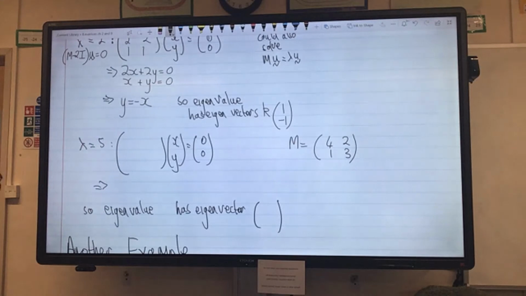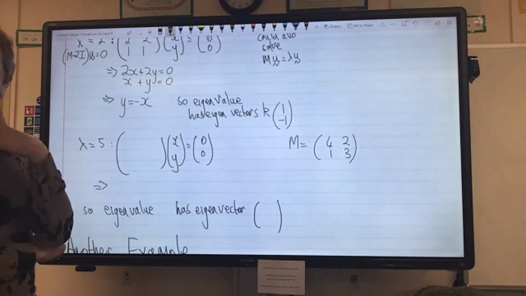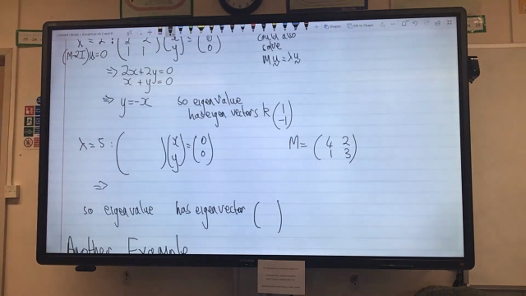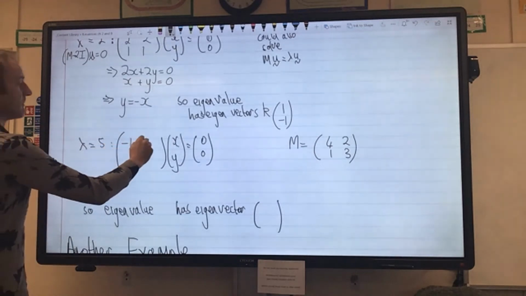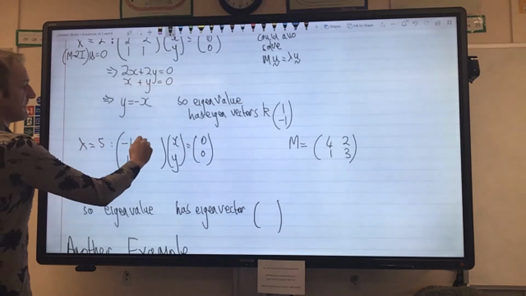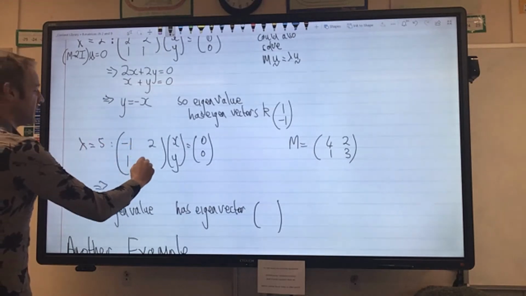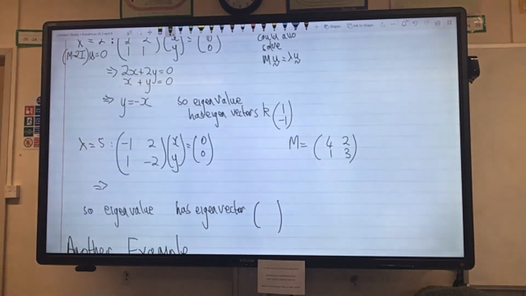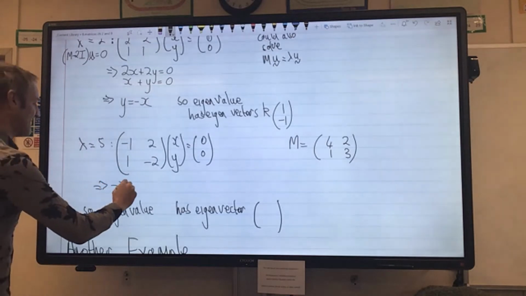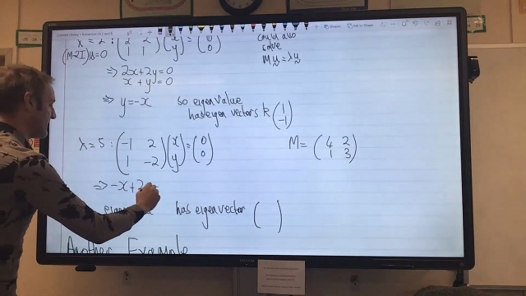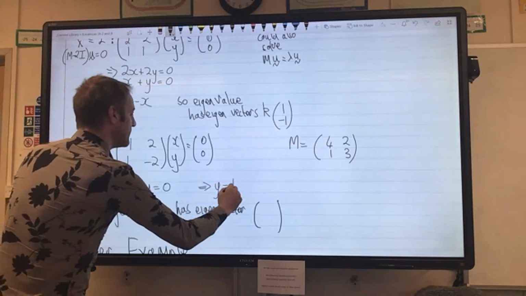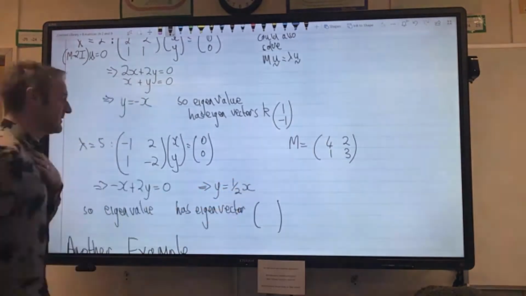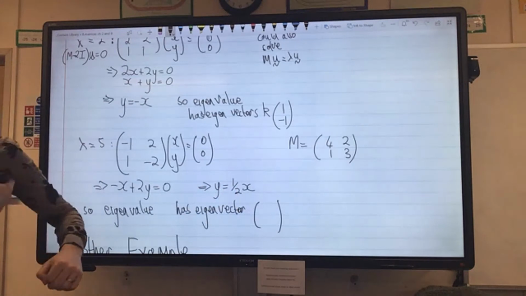Okay, Ben, can you talk us through how you started this off? Doesn't matter if you haven't finished yet. So, the eigenvector is (-1, 1, 2)... or (1, 2), yeah, I'm saying minus 2. Yeah, good, exactly. And then you get -x + 2y = 0, which gives you y = 1/2 x, or x - 2y = 0, which also gives you the same thing. So I am happy just to write one of those equations down.